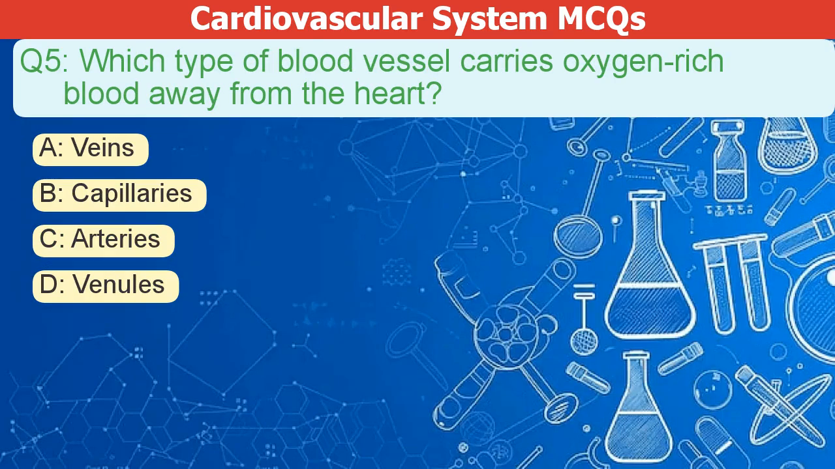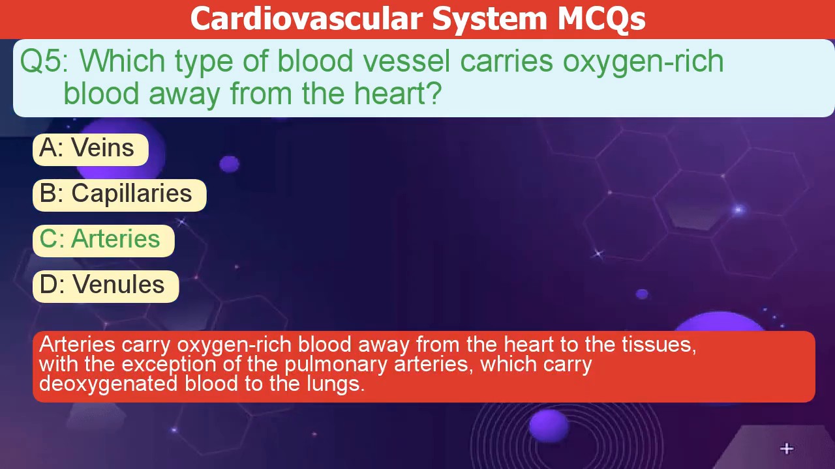Which type of blood vessel carries oxygen-rich blood away from the heart? A. Veins. B. Capillaries. C. Arteries. D. Venules. The correct answer is C. Arteries carry oxygen-rich blood away from the heart to the tissues, with the exception of the pulmonary arteries, which carry deoxygenated blood to the lungs.